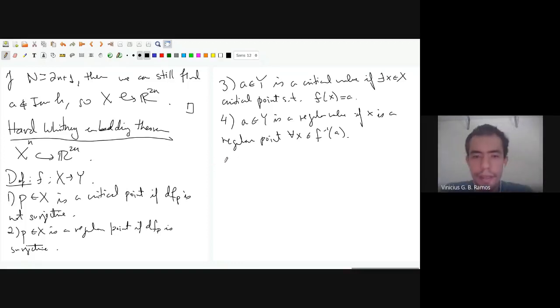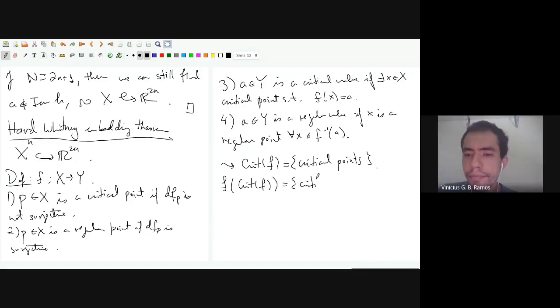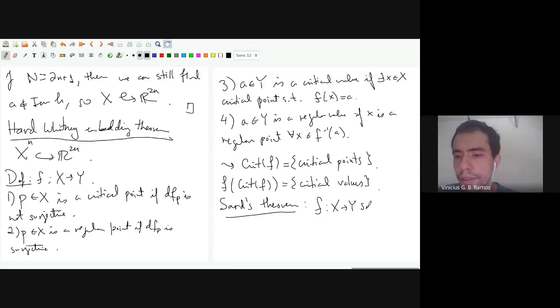A common notation is to call Crit of f the set of critical points, and the image of the set is the set of critical values. Okay, so now we can state and prove Sard's theorem. Sard's theorem says that if you have a function which is smooth, then this set has measure 0.